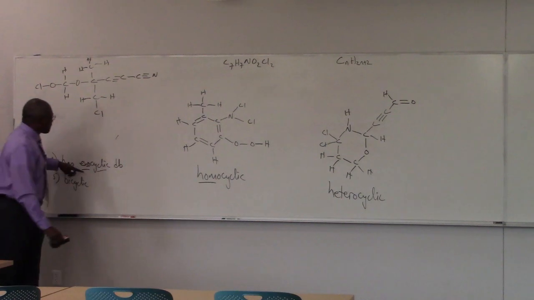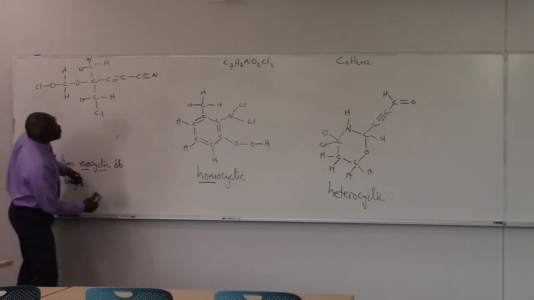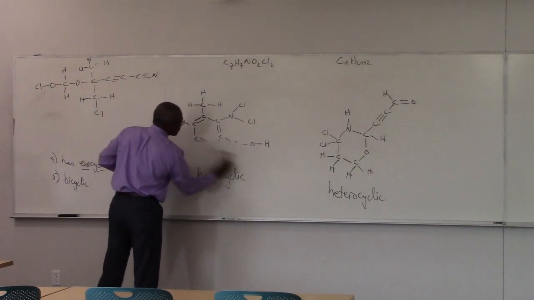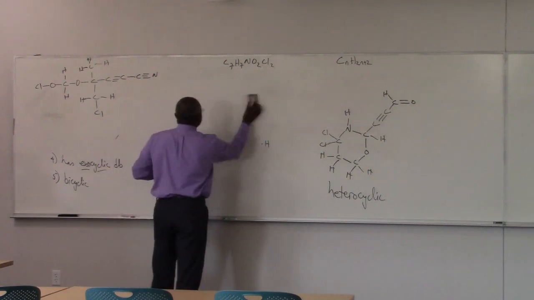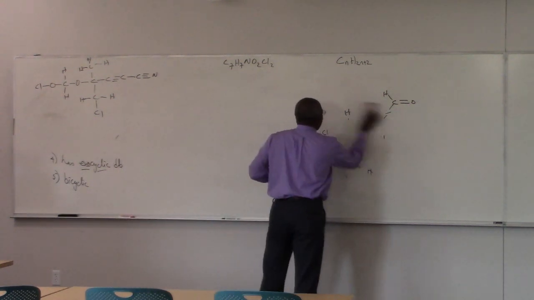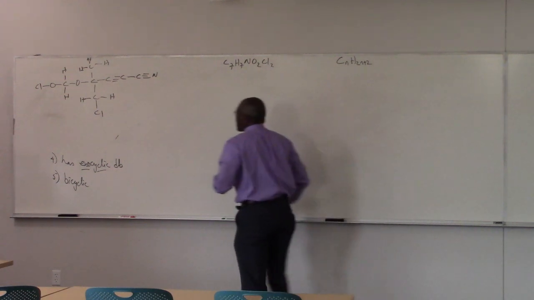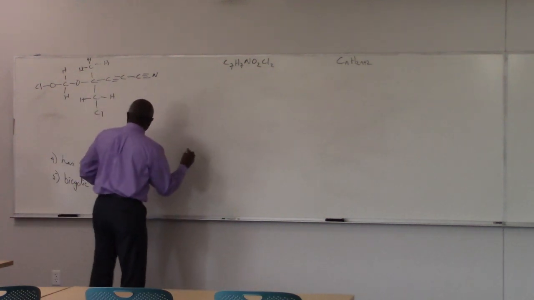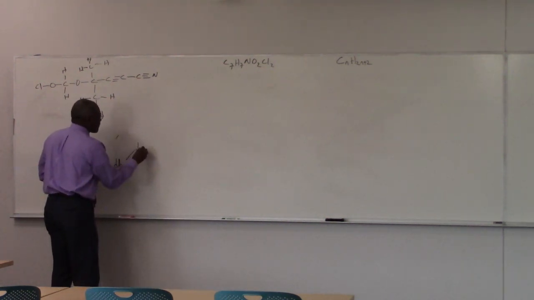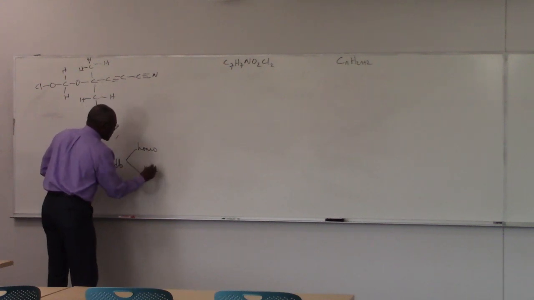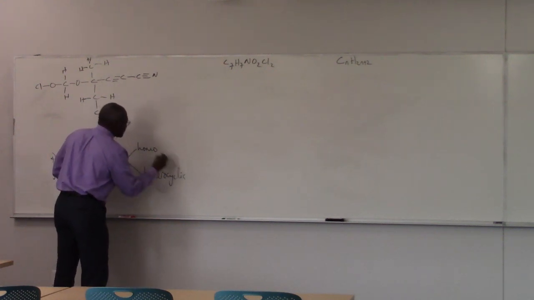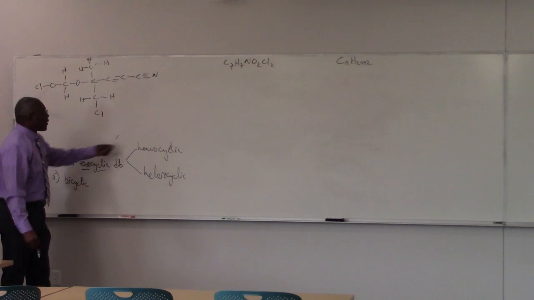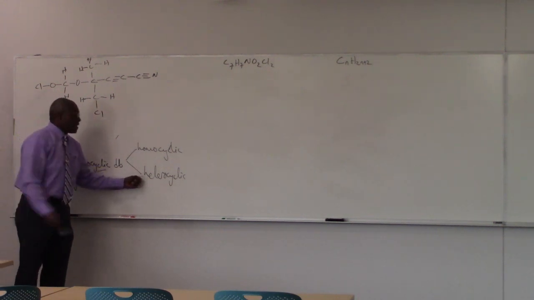So we want to have an exocyclic double bond. I'm going to go ahead and erase this one. So I'm just going to erase them both. I'll do one of these that's homocyclic, and I'll do one of those that's heterocyclic. So I'm going to change the question a little bit: 4 part A, a homocyclic, 4 part B, a heterocyclic.